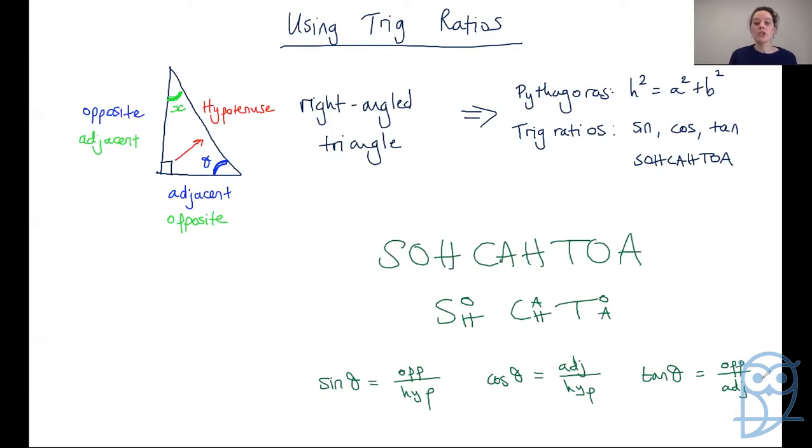So SOHCAHTOA helps us remember which one is which size we're going to need to use when we're working with a particular angle. So to get more into detail on this one, then you can go visit the other lesson on actually using SOHCAHTOA. Now we're just going to do a quick recap with a few triangles to make sure we're all on the same page before we actually then go and use those ratios in questions. So let's get us some triangles.